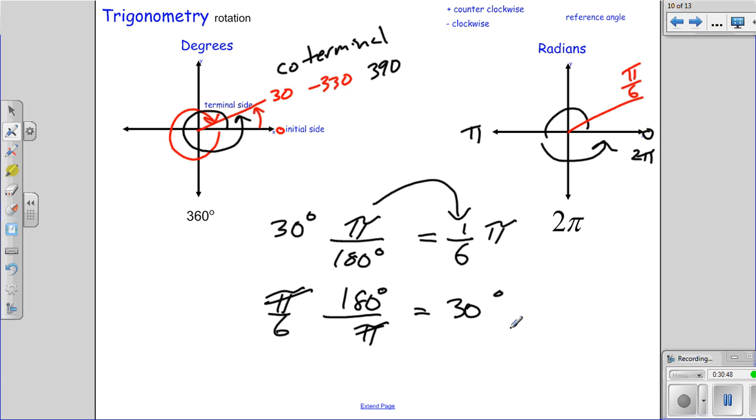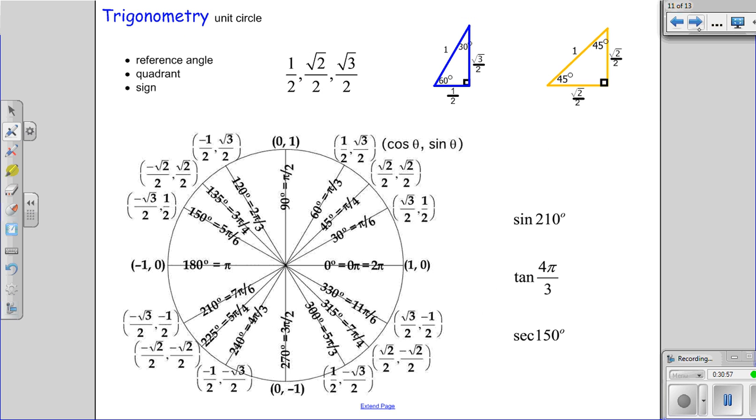Okay, and that can go for any degrees. 30 degrees is a pretty simple one to do, but you can use that conversion for any radian or any degree. All right, so unit circle was a big part of this. Again, you're responsible for all this information.